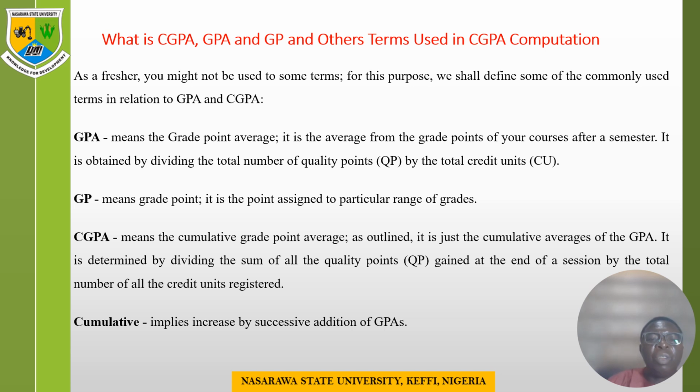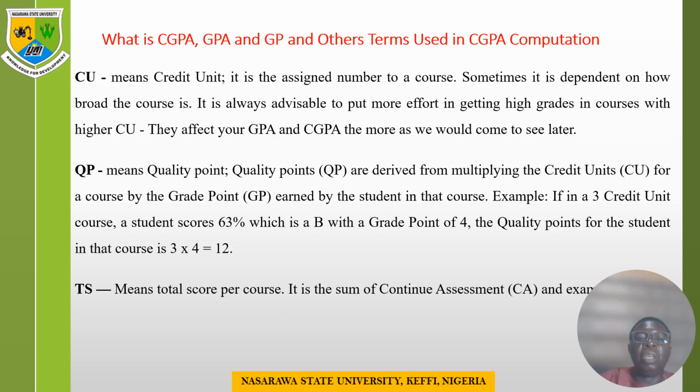CGPA means the cumulative grade point average. It is just the cumulative average of the GPA. It is determined by dividing the sum of all the quality points gained at the end of a session by the total number of all the credit units registered. If you have that knowledge, you will know that if you have the credit units of a course and you determine your quality point, you sum all your quality points and divide it by the total credit units registered, and that will give you your CGPA. Cumulative implies increase by successive additions of GPA.